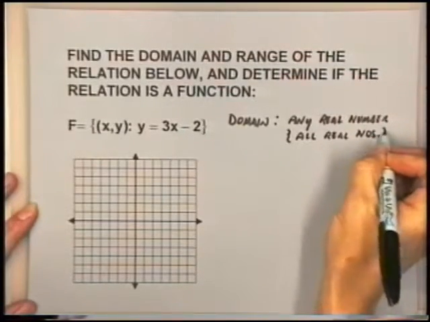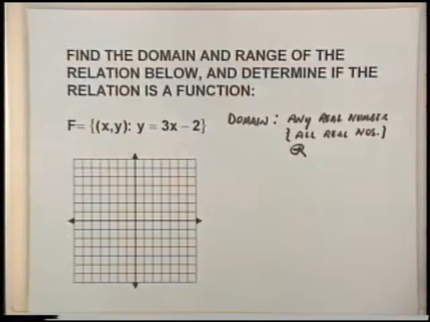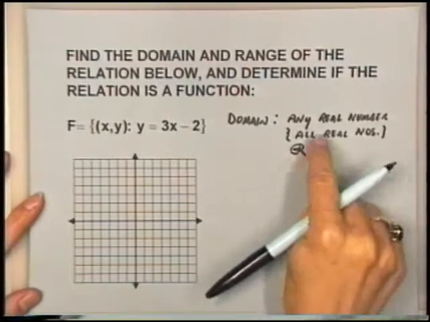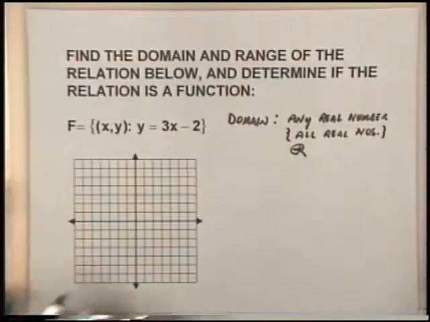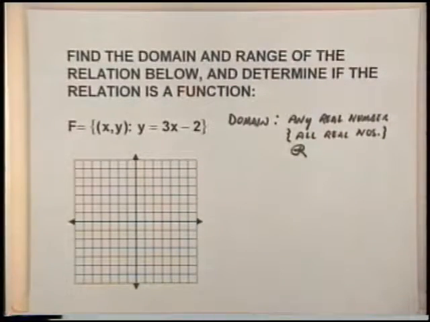I'm going to abbreviate this time. Or sometimes we use a script letter R to be a shortcut way of saying the set of all real numbers or any real number. So however you want to write this, the domain of our relation consists of all real numbers because we may choose any number for x in this equation.